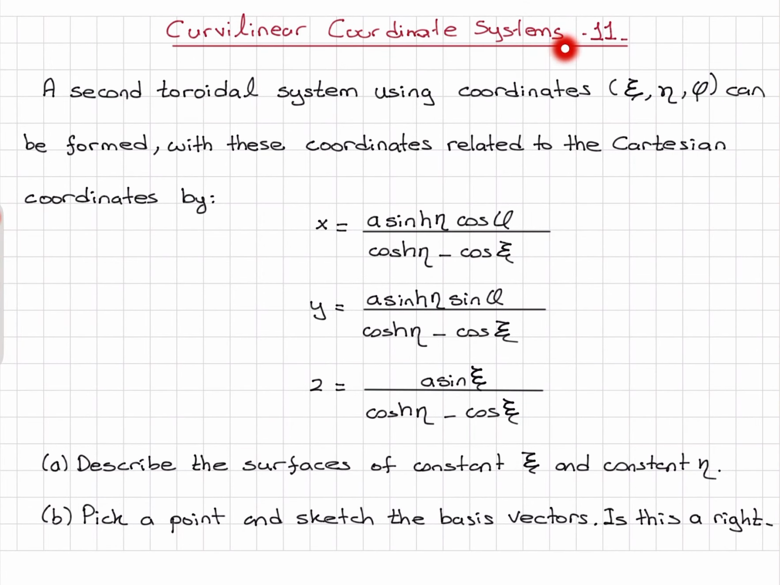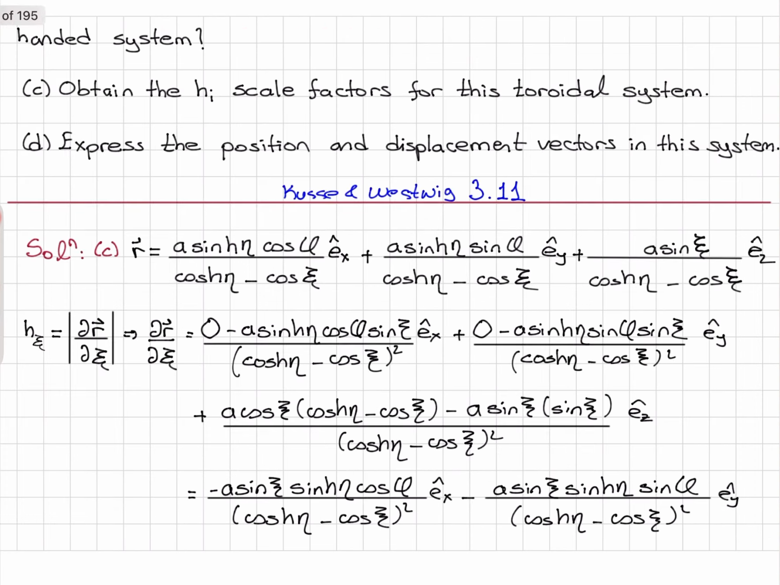Curvilinear coordinate systems 11. A second toroidal system using coordinates psi, eta, and phi can be formed with these coordinates related to the Cartesian coordinates by this set of equations. Part A: describe the surfaces of constant eta and constant psi. So we will work on this part now.